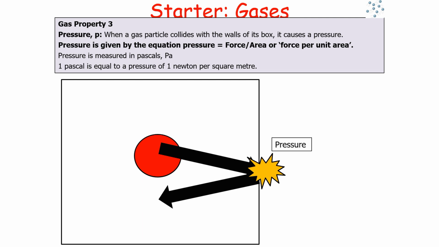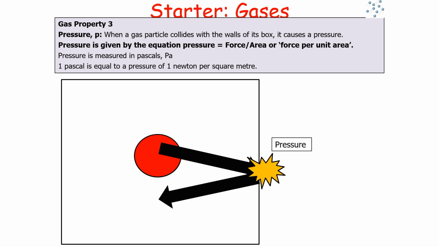Now the third property of a gas is the pressure, which is given the symbol P. Now when a gas particle collides with the walls of its box, it causes a pressure. So pressure is given by the equation force over area. So pressure is the force per unit area exerted by the gas.